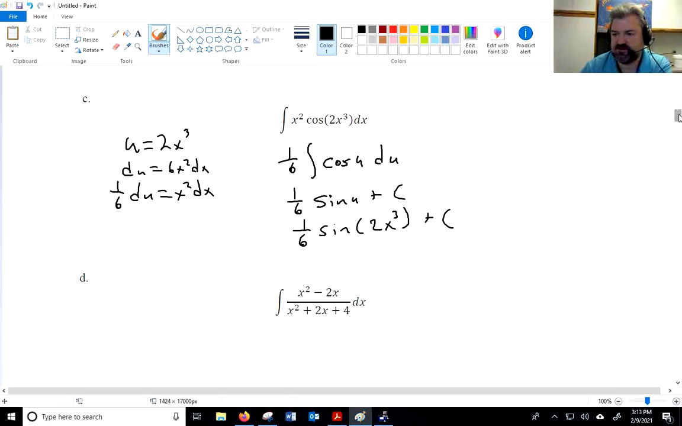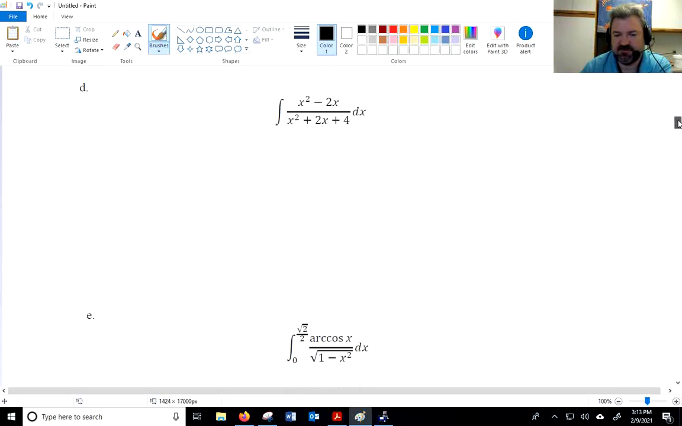All right, let's take a look at the next one. Ooh, how do we handle this? Do you recall that if the degree of the numerator is the same as the degree of the denominator, you should try long division? So let's do that. Let's try x squared minus 2x. And that's what that fraction bar means. It means divided by. So let's just do what it says.